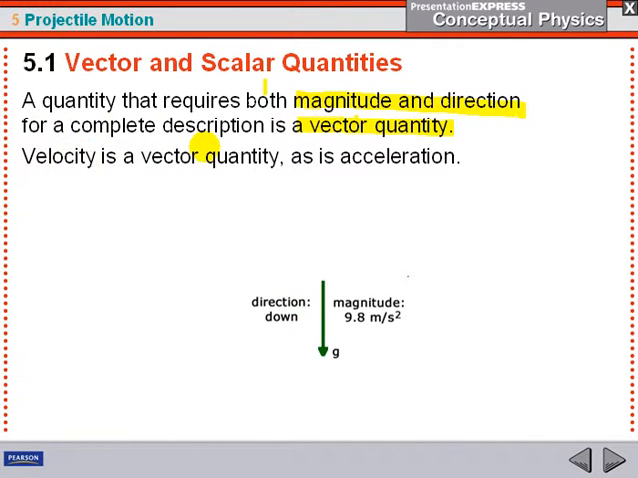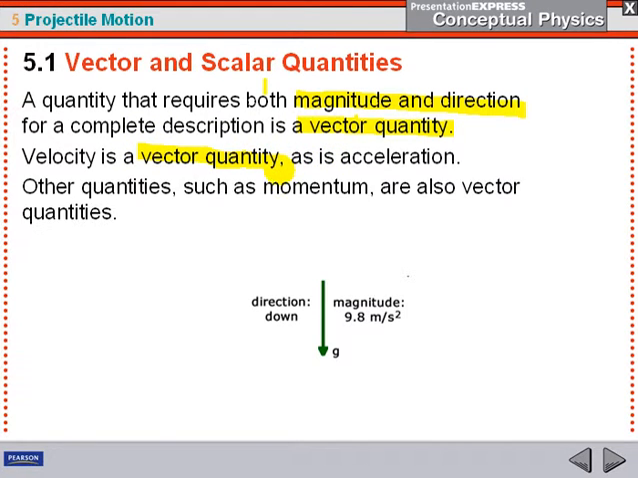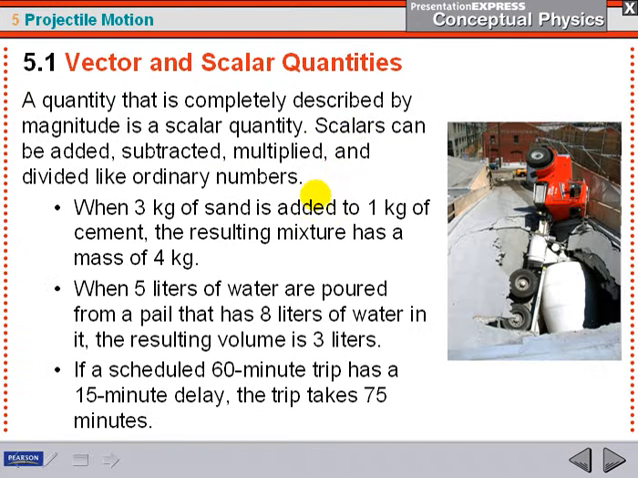Velocity is also a vector quantity because it has direction, as well as acceleration. Acceleration uses velocity, so it has to be a vector. Momentum is also going to be a vector, and we'll talk about that more. Momentum has to do with velocity, so we're going to talk about that more in the future.